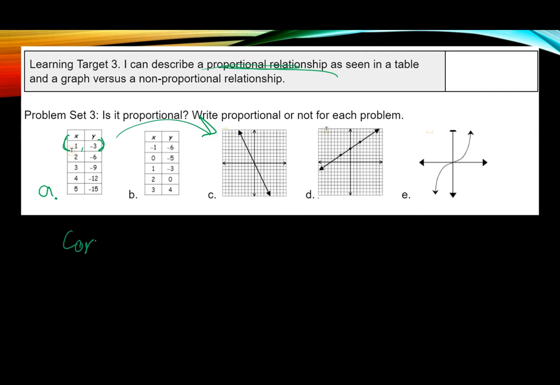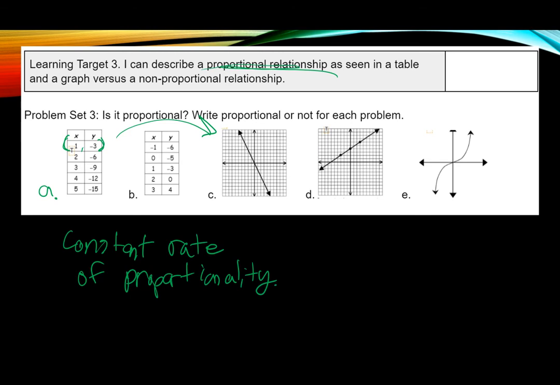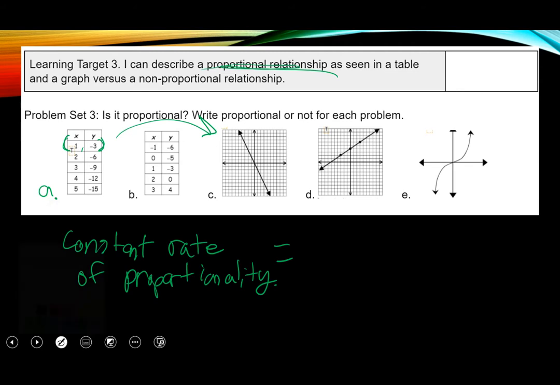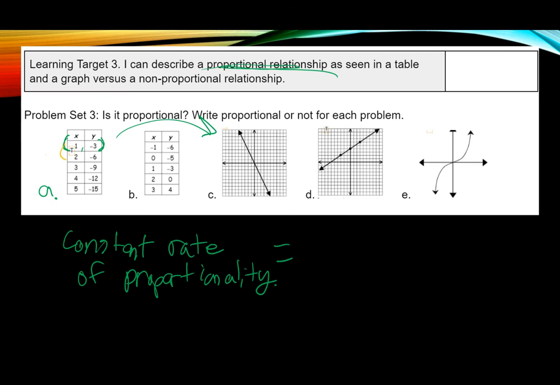And so here we're looking for a constant rate. You might even hear constant rate of proportionality. And basically that's just saying that our X is going up by a constant number each time and our Y is going up by a constant number each time. And they don't need to be the same numbers. All right, for example, let's take a look here at our X. Our X is going up by 1 each time. And then our Y is going up, or down rather, by 3 each time.